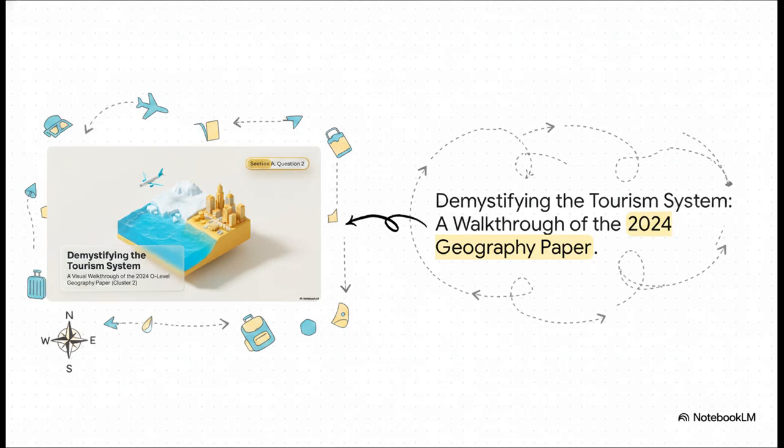All right, let's jump right into the 2024 geography paper and tackle those tourism questions. But here's the thing. We're not just going to list off answers. No, we're going to weave it all together into one simple story, the life cycle of tourism, right from the very beginning to the very end.